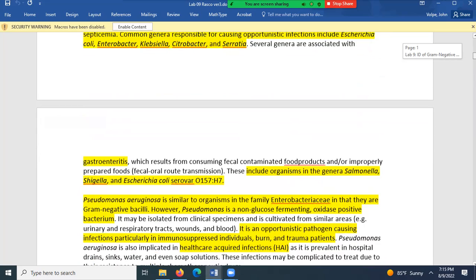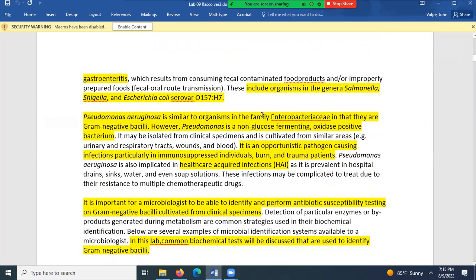Several genera are associated with gastroenteritis, causing diarrhea, stomach upsetness, including the genera Salmonella, Shigella, and E. coli serovar O157:H7. So this variety of E. coli is a human pathogen.